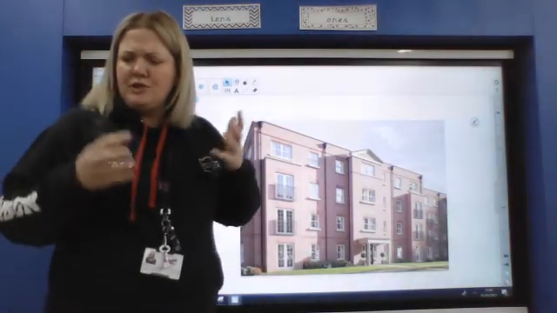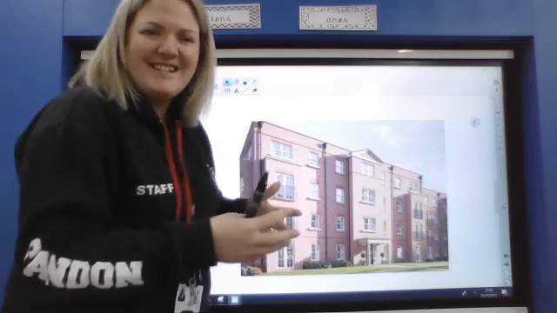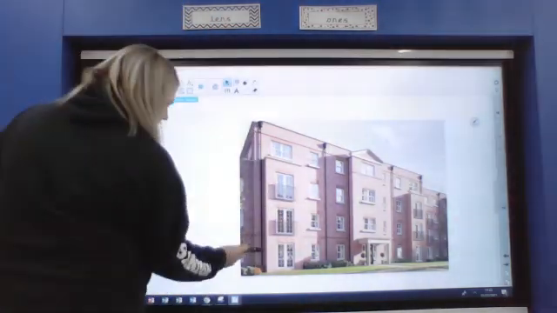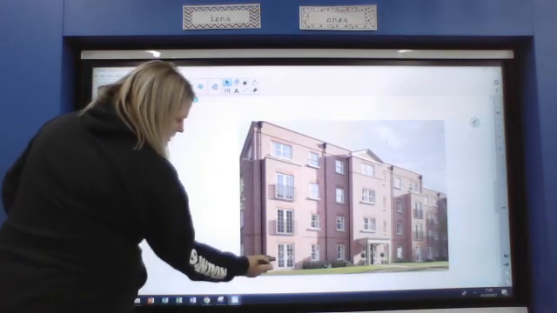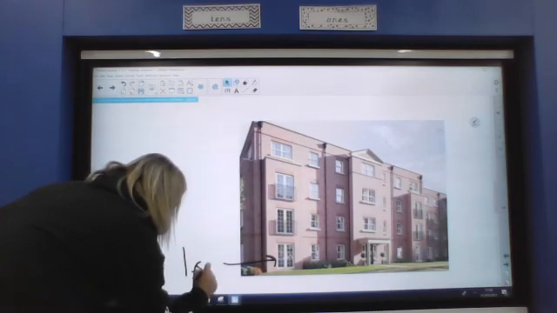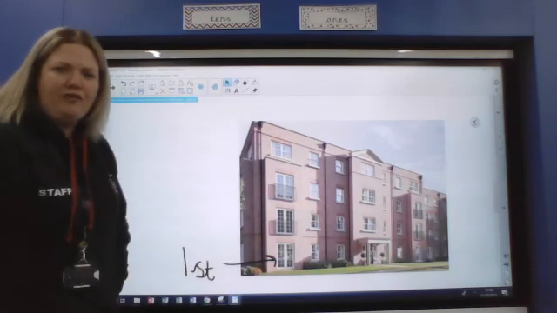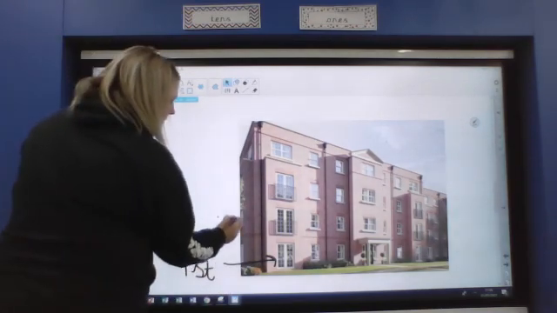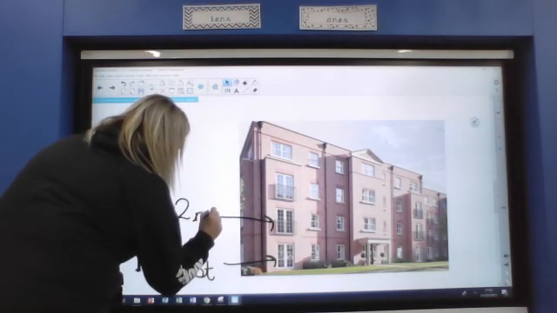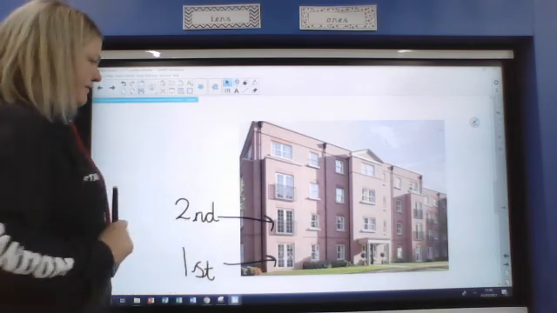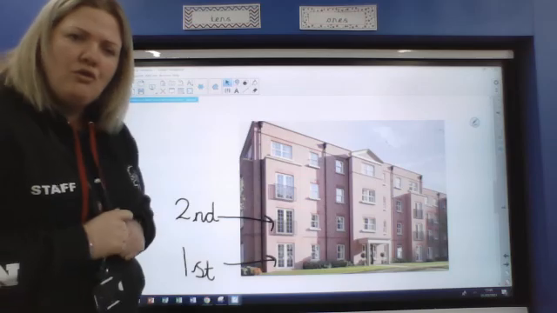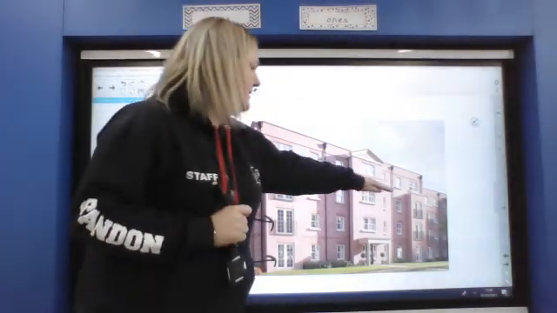Now, Mrs. O'Keefe's got a flat here. And when we're looking at those ordinal numbers, we're not just looking at racing. We're not just looking at first, second, third in a race. So here is the first floor. That's the first floor of the flats. Here is the second floor. So you've got the first floor, the second floor. What floor would this be?